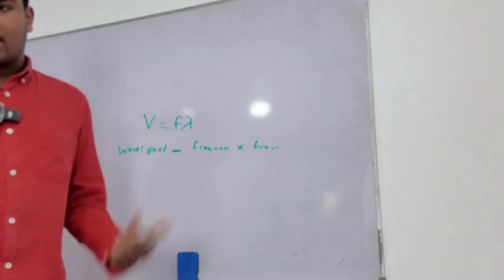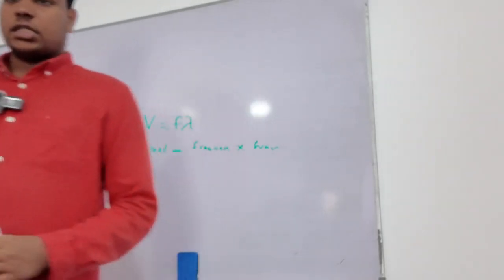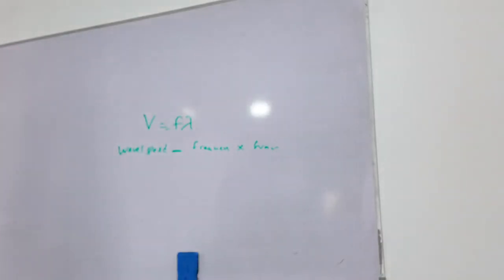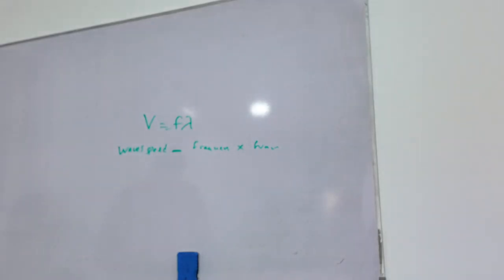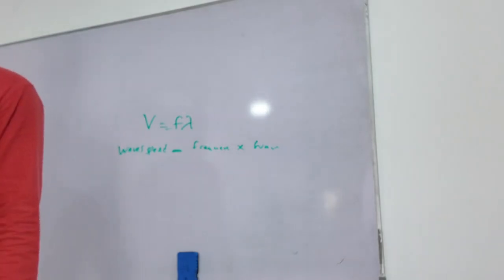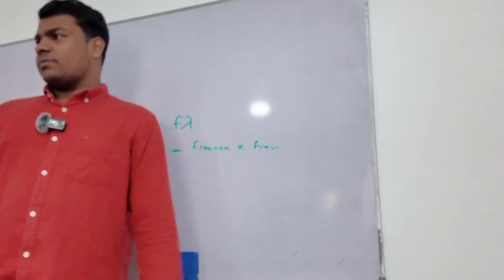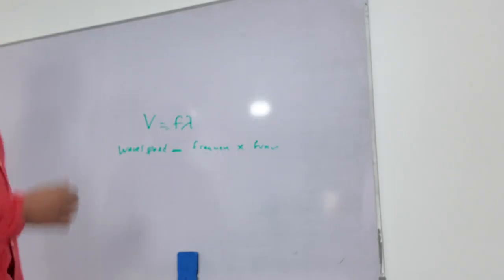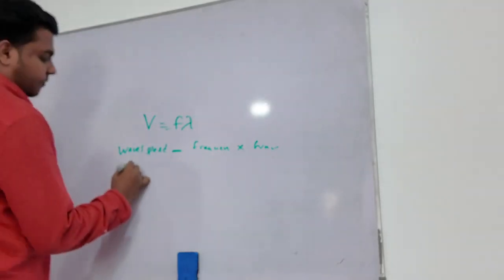Then the second one, Roman number 2, is to substitute values. So what are the values given? 1500 meters, and 200 kilohertz. If you want, you can convert to hertz, or you can give your final answer in kilohertz. We are supposed to find what? Speed. Yes. So speed is V.